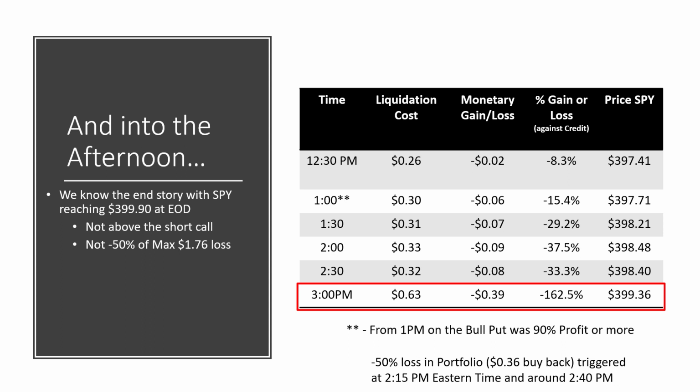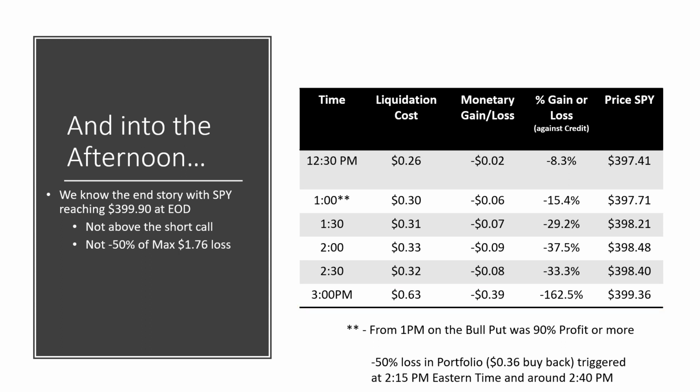And at 3 p.m., it would have cost us 63 cents to close the position, mostly the bear call side. Stock's at 399.36. It's above our short call strike price, the 399 call. We would have had a loss of 39 cents total, or roughly 162% compared to the net credit of 24 cents.